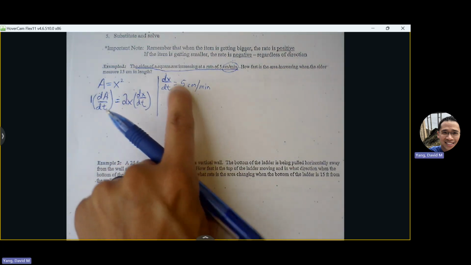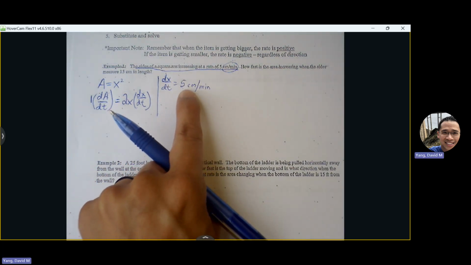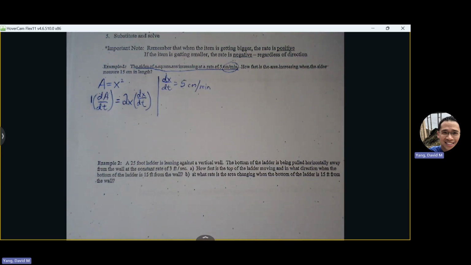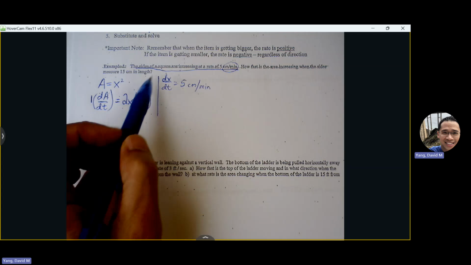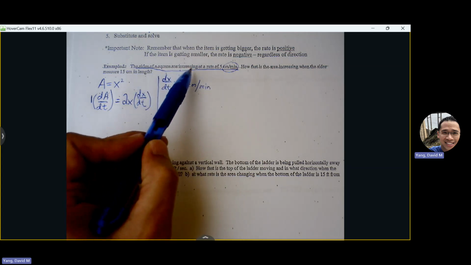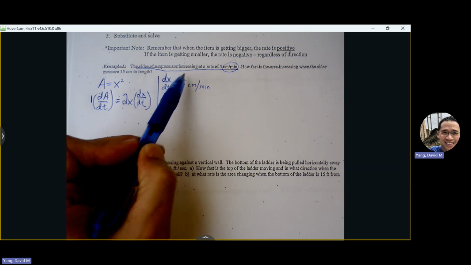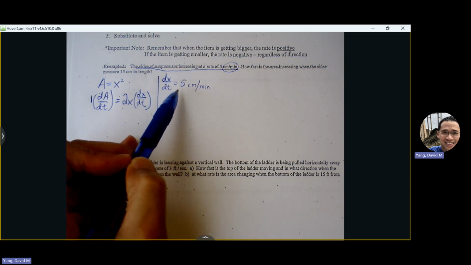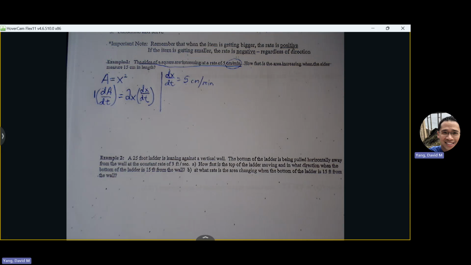Now, how do we know that this is a positive 5 and not a negative 5? There's something that gives it away. How do you know this rate is positive and not negative? Increasing, yeah. So if something is getting larger, you want that rate to be positive. So the problem is not really going to tell you to make the rate positive or negative. You have to look at the context clues and decide for yourself whether that rate will remain positive or needs to be turned to a negative value.